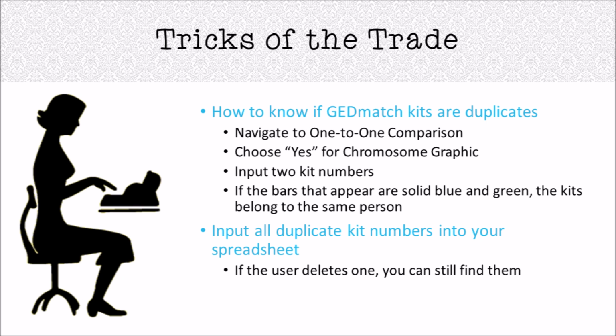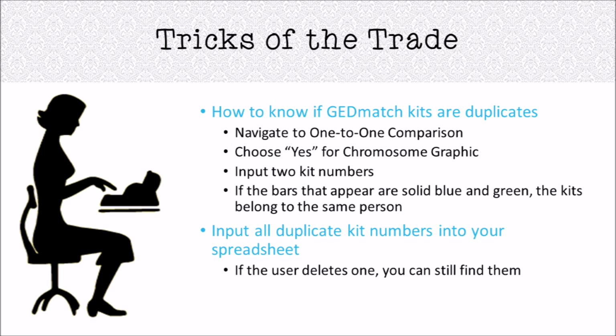So one of the other things that is going to become the bane of your existence as you use GEDmatch are people who upload multiple samples for the same person. The way that you can identify those is through the one-to-one comparison, and the options that show up there. There's an option for a chromosome graphic, and you're going to choose yes. You input the two kit numbers that you're looking at to see if they're the same person or not. And as you run the search, the bars that show up on the graphic are going to be a solid blue and solid green bar.